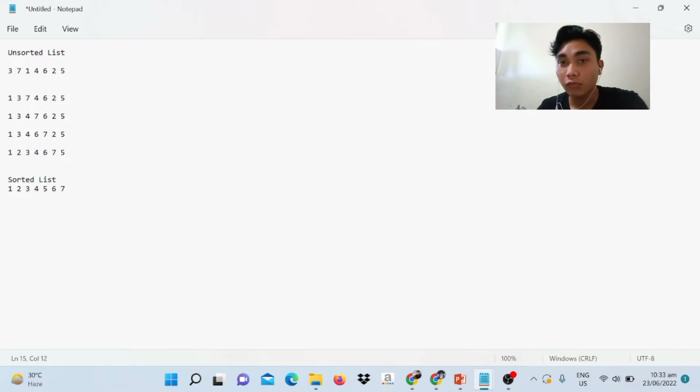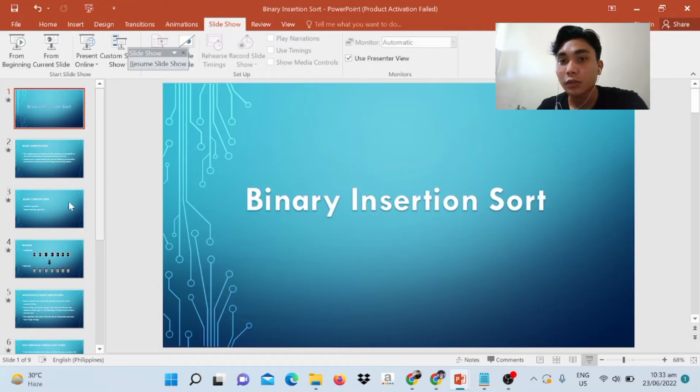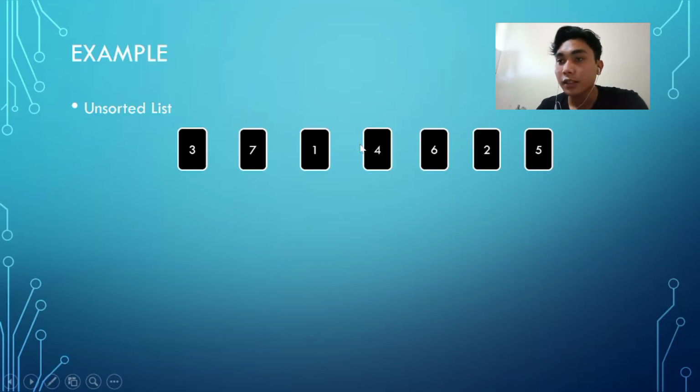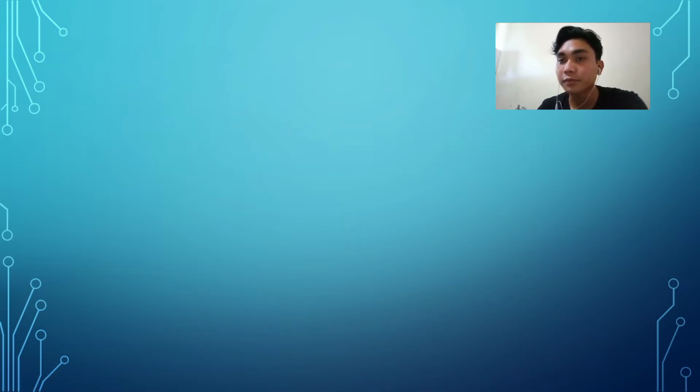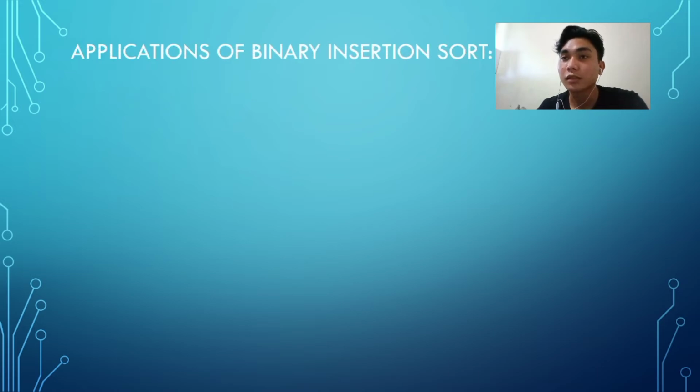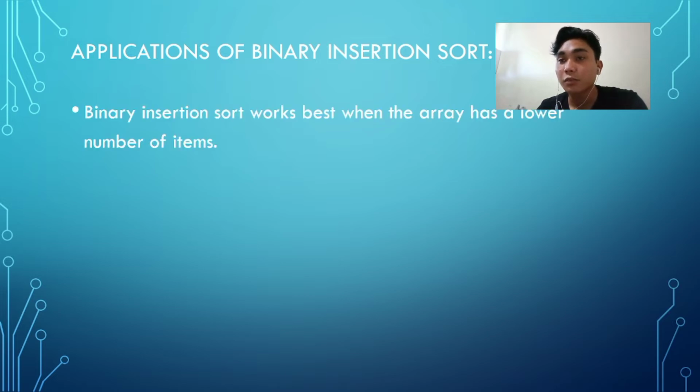So we're going to go back now. It becomes this sorted list. Now we're going to continue with the applications of binary insertion sort. Binary insertion sort works best when the array has a lower number of items.